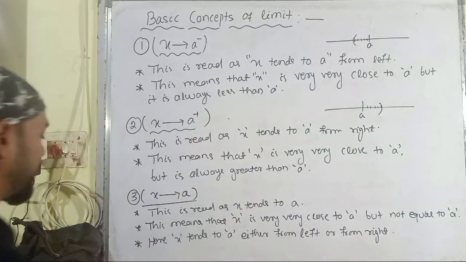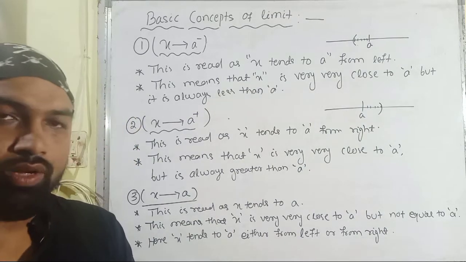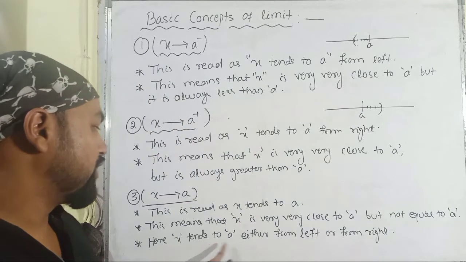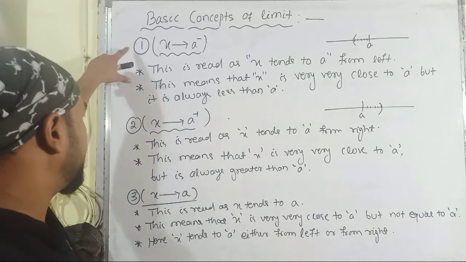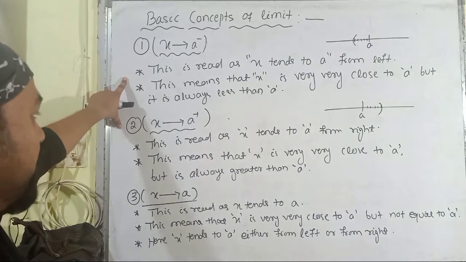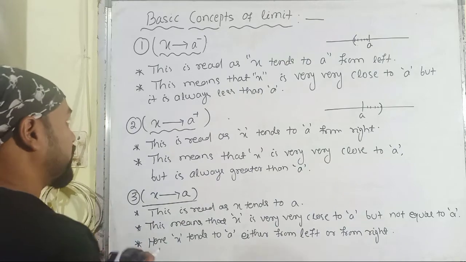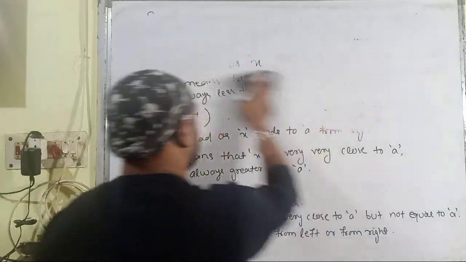Then moving on to x tends to a, this is read as x tends to a. This means that x is very close to a, but it is never equal to a. Here x tends to a either from the left hand side or from the right hand side. So instead of writing x tends to a minus and x tends to a plus separately, you can use x tends to a. Then let us look at some more basic concepts of the topic limit.